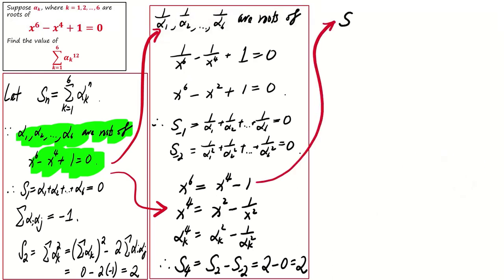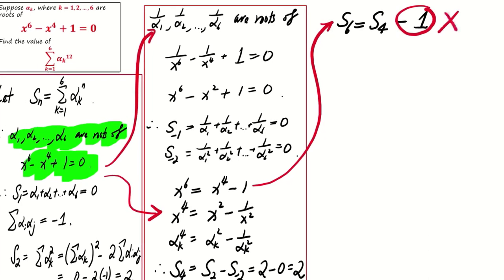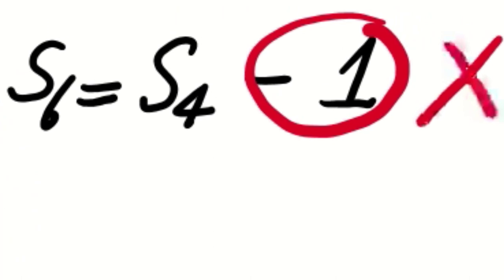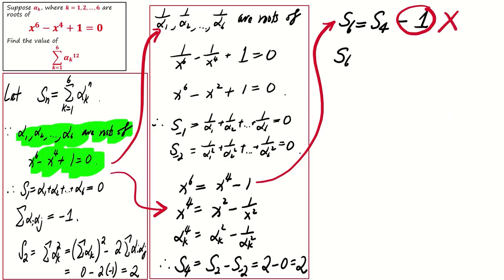Again, from the equation x power 6 equals x power 4 minus 1, we may get S6 equals S4 minus 1. However, this is a common mistake made by a lot of students, because when doing the summation, S6 actually equals S4 minus 6 and not minus 1. And therefore the value of S6 equals -4.